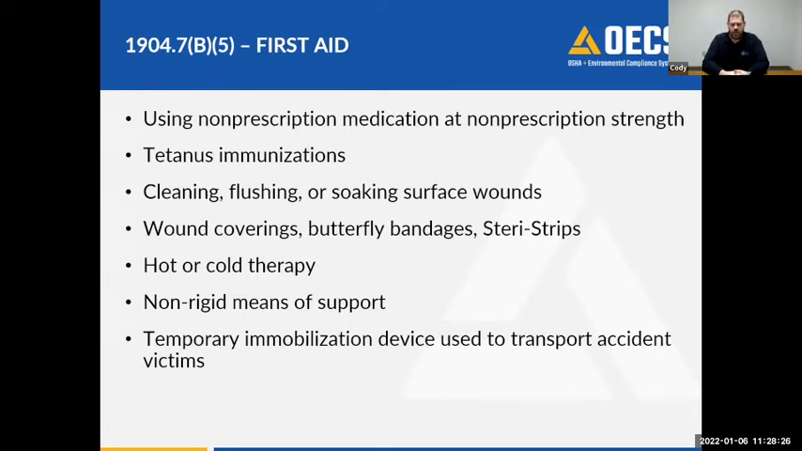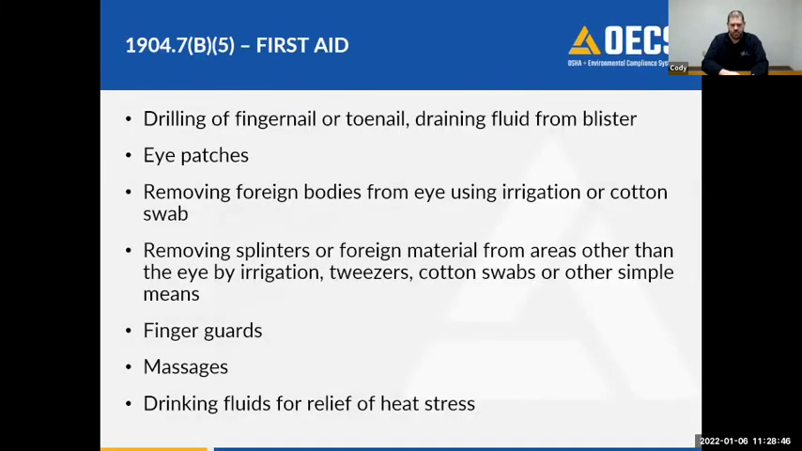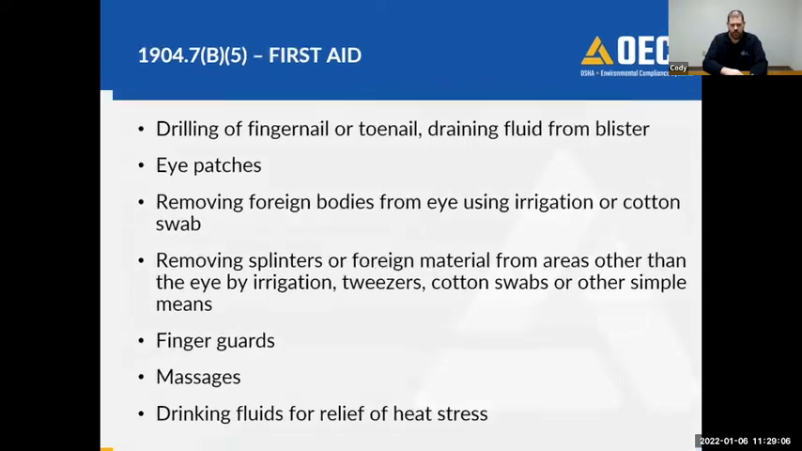And as you can see, there are quite a few different items on this list. This list is out there on OSHA's website. Just type in first aid or search it through one of your search engines, and it should populate this list. There are about 16 or 17 different items on it. Draining a fingernail or toenail by drilling, putting an eye patch on, flushing an eye with irrigation, or using a cotton swab. Those types of things really do fall under first aid, which doesn't mean that it was medical treatment, and it isn't a recordable for that individual.